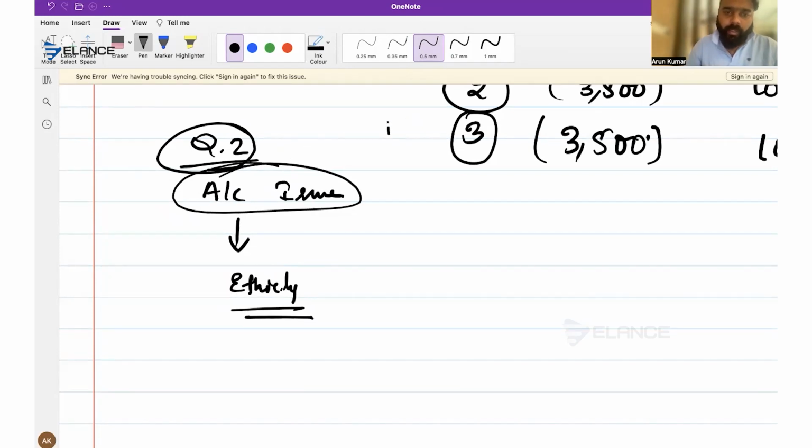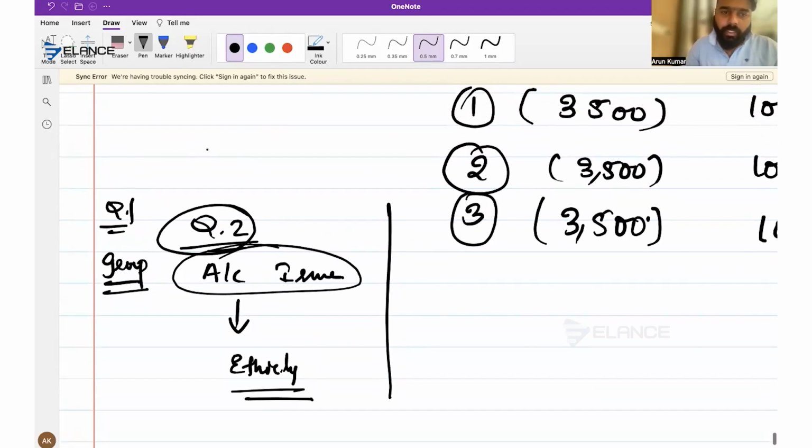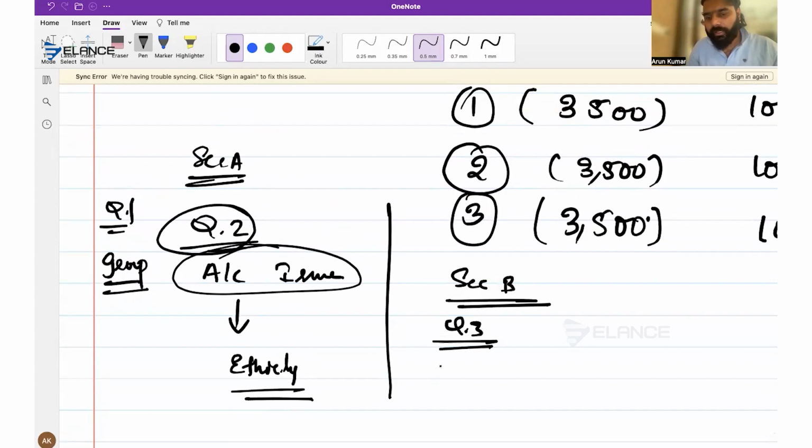Okay, in question number 1, they will test you with the group that is already covered. In question number 2, it is an accounting issue with ethics. So that's it for section A. And what about section B? In section B also, question number 3 will test you on an accounting standard, specifically on a particular accounting standard.